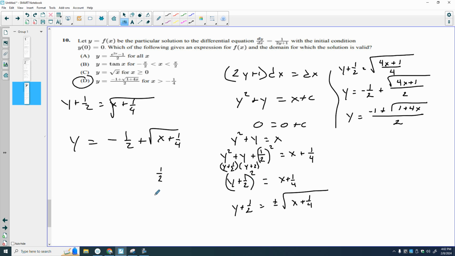Okay, now I got to solve for y. So I square root both sides. When I square root, I generate both the plus and the minus.